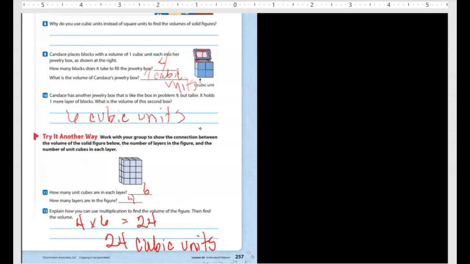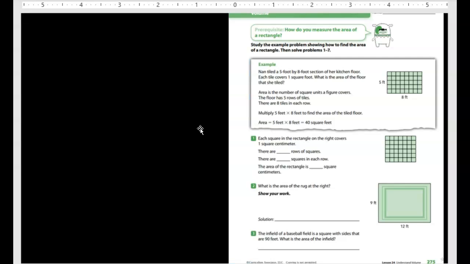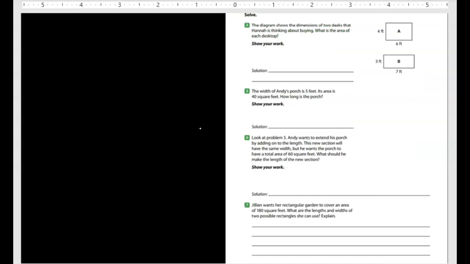Okay, that's our lesson on volume. What you have to do on your own is practice page 275 and practice page 276. Sorry, it's not on there. So 275 and 276.